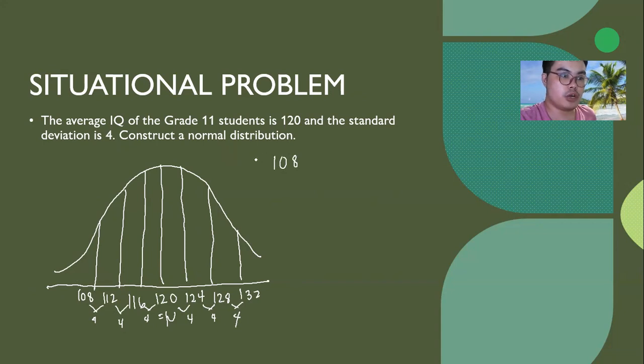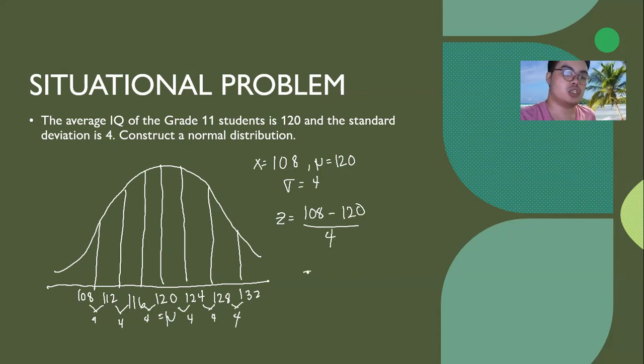If your x is equal to 108, then your mu is 120, and your standard deviation is 4. So you subtract the mean from the score. Your x is the data value. So 108 minus 120 is negative 12, then divided by 4. So this will become negative 3. Your z is negative 3.